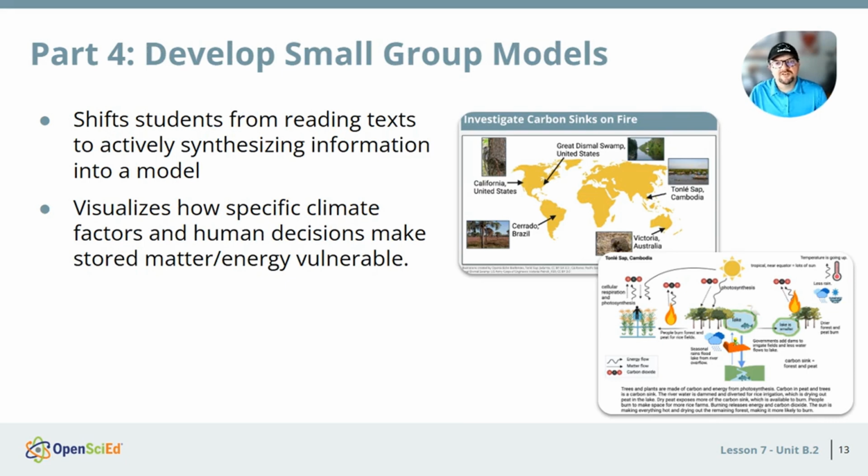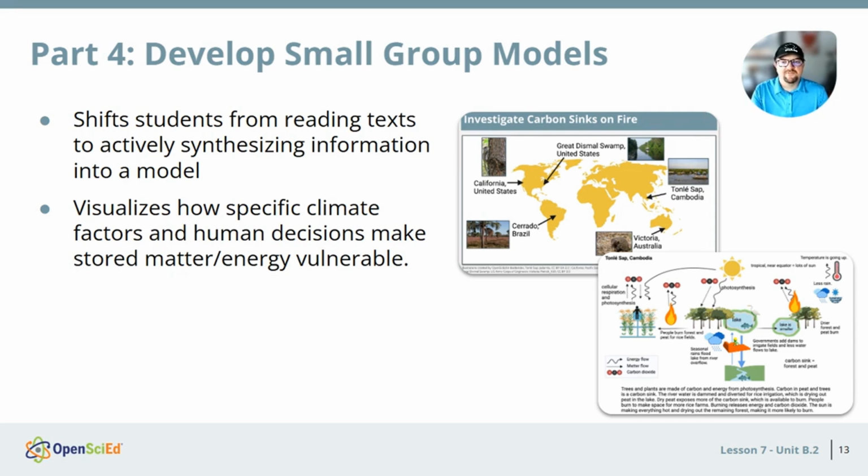Moving into Part 4, small groups work together around large paper whiteboards using the prompts on slide M to build a system model. The group should be drawing arrows to track carbon and debating where to place question marks. This step moves students out of passively reading text and forces them to actively synthesize that information into a visual model tracking energy and matter flow.